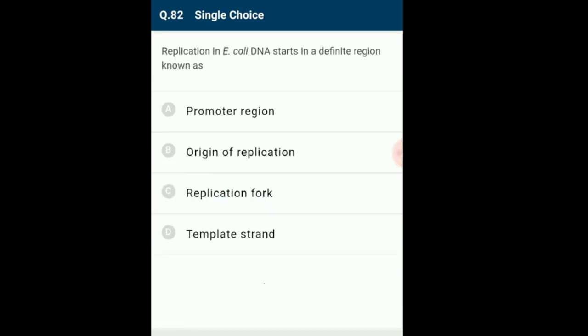Question number 82. Replication in E. coli DNA starts in the definite region known as... DNA replication does not initiate randomly at any place in DNA. Replication starts at a specific region termed the origin of replication. In eukaryotes, there are multiple origins of replication, but in prokaryotes, there is only a single origin of replication. So the answer is option B, origin of replication.